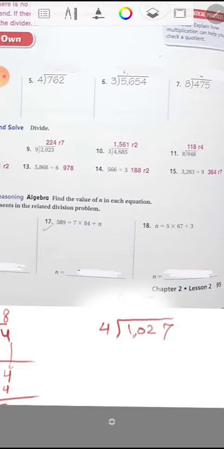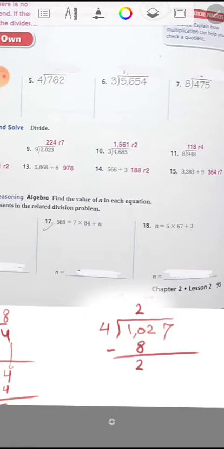Now let's start. 10 divided by 4, which number will I multiply by 4? The answer will be close to 10. It will be 2. That's right. 10 hundreds, that means it will be 2 hundreds. 2 multiplied by 4 equals 8. Let's subtract. 10 minus 8 equals 2.